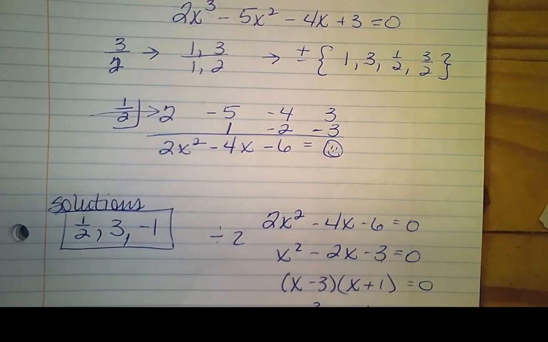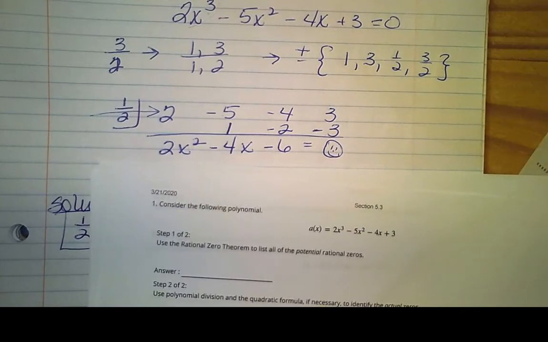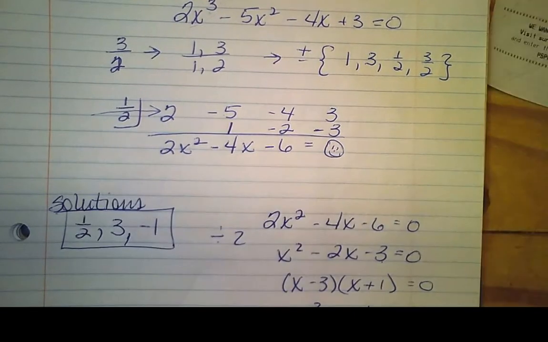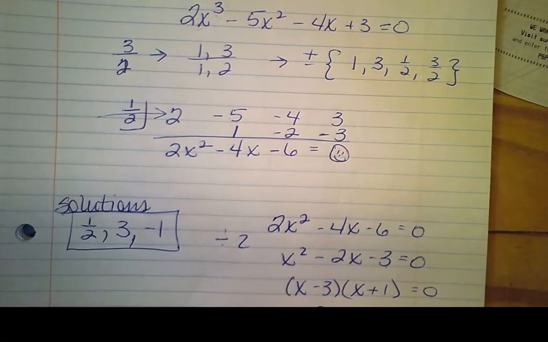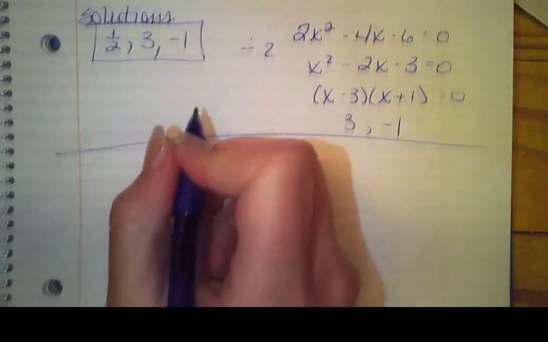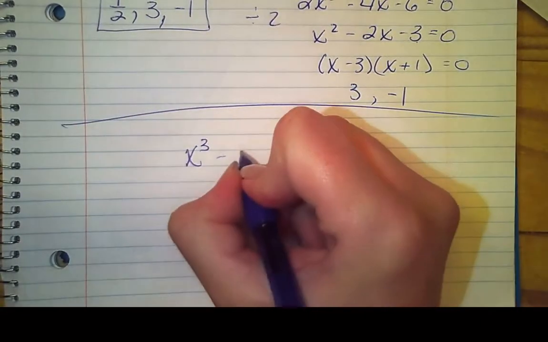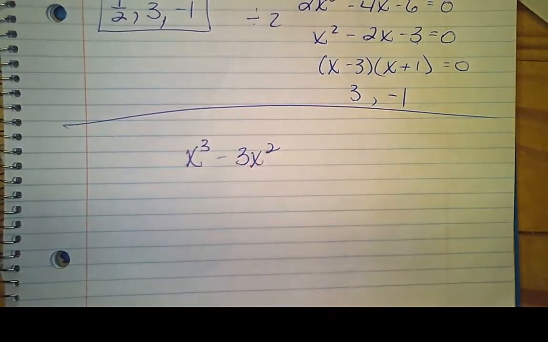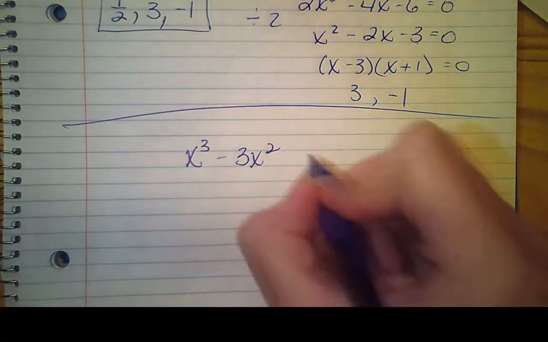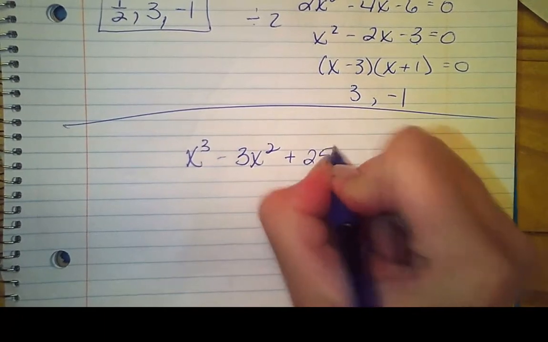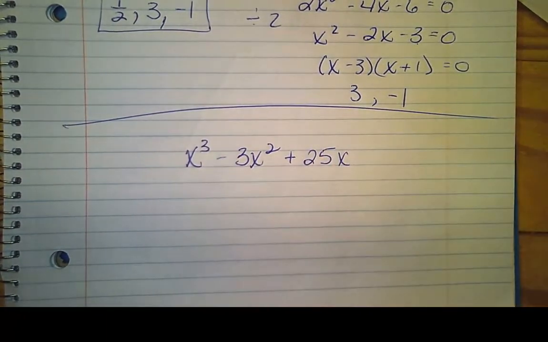So that's one. So let's do another one. This says x to the third minus 3x squared. And again, I just did this one at the beginning with rational zeros theorem, so we're just going to do it again real quick.